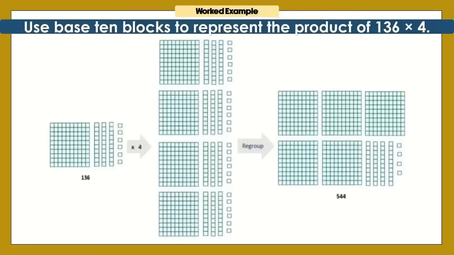Use base 10 blocks to represent the product of 136 times 4. So the correct answer is 544.